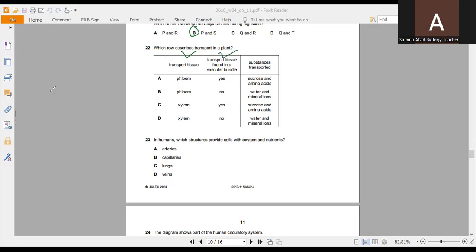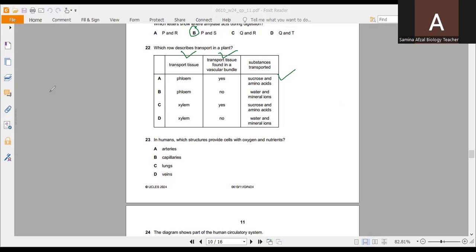Substance transported, that is sucrose and amino acids, that is correct. The phloem transports the food which is manufactured as a result of photosynthesis. It transports the food from the source to the sink. Source is the point where the food is manufactured, that is the leaves, and the sink is the other parts of the plant where the food is needed. So A can be the correct option.